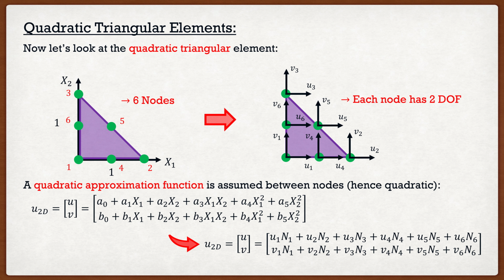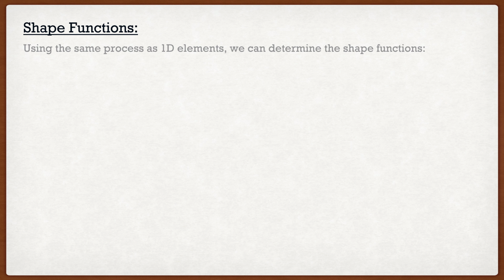So again, we see here that we have 6 shape functions, 1 for each one of the nodes. Now our nodal displacements, u1 through u6 and v1 through v6, those are what we're trying to solve for. So in order to do that, we actually have to figure out what our 6 shape functions are. And, well, as you guys may have guessed, we are going to use the exact same procedure as we did in our 1D elements. Now again, if you guys are confused where I'm getting these from, don't worry. I will include an example in the description below showing you guys exactly how to obtain these shape function equations.